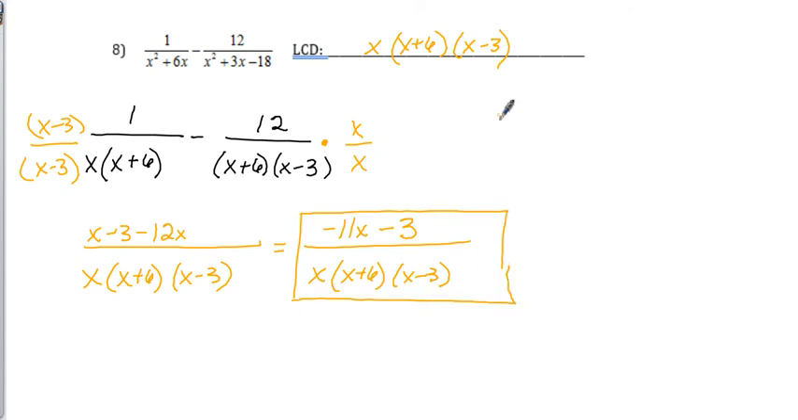Again, if any of that went too fast for you, please do pause the video, stare at the work here for a little while, make sure that you understand how I came up with this lowest common denominator and how I used it to figure out who was missing what. Okay?